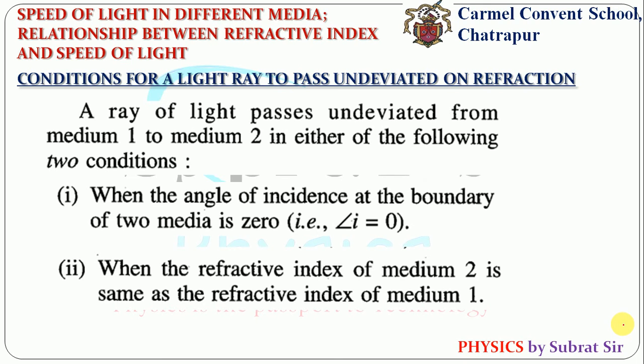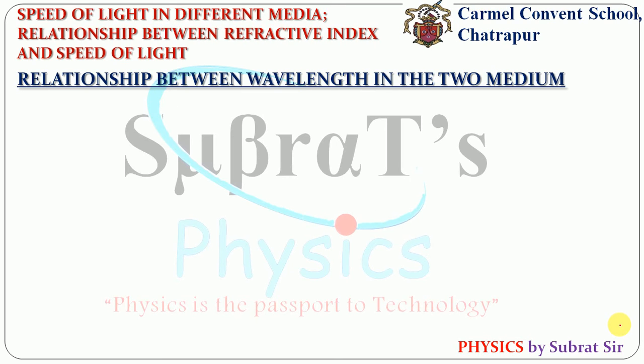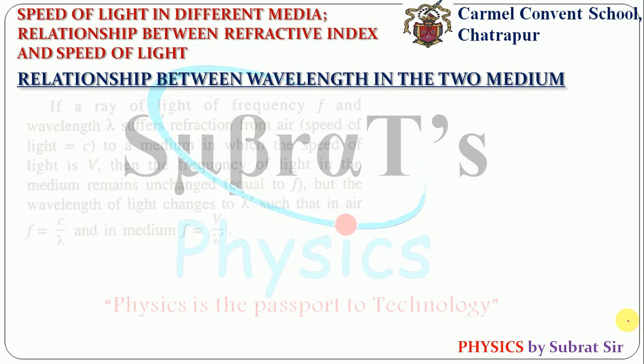We have already discussed this in the note. When the refractive index of two media are the same, the light will be undeviated and will not change its direction. Okay, so then we have the relationship between wavelength in the two media. So how to find this one?